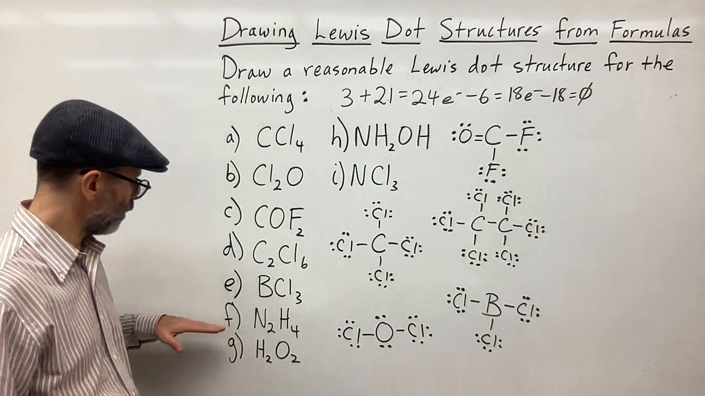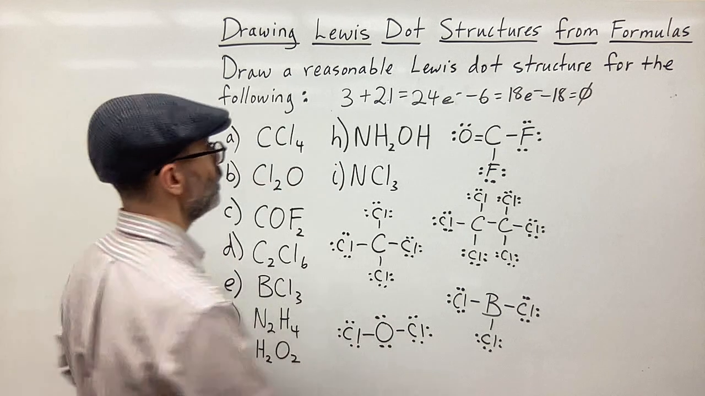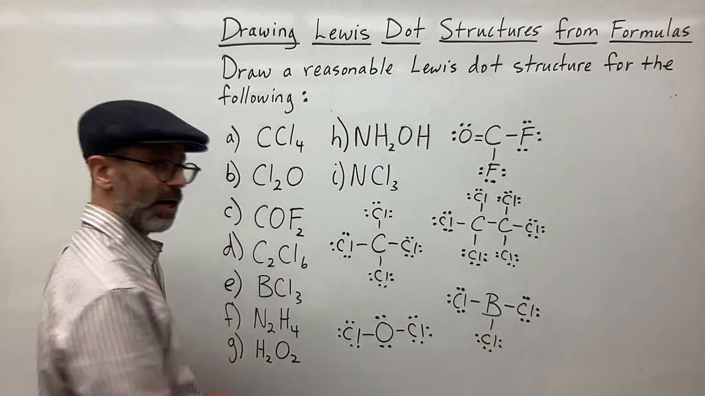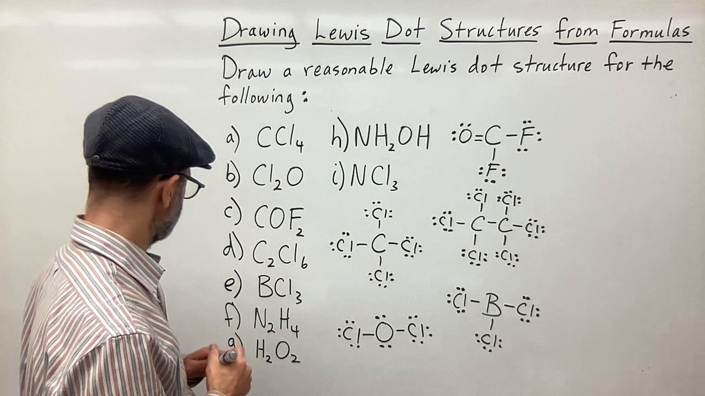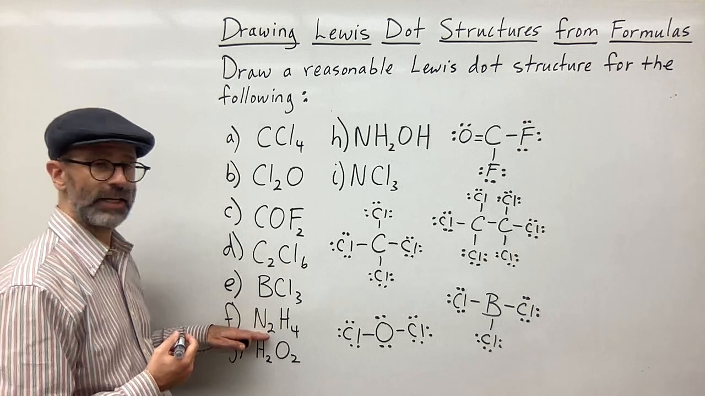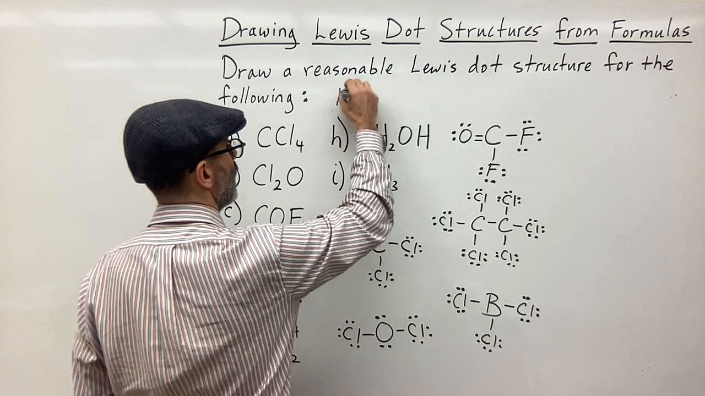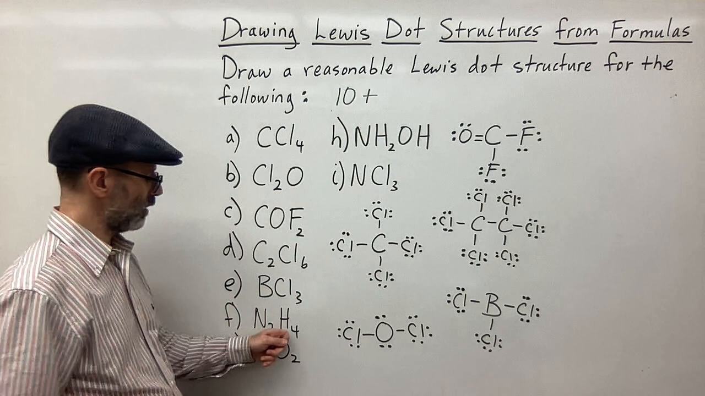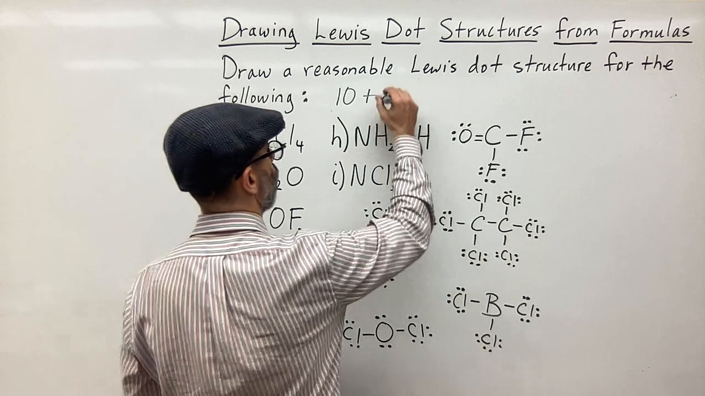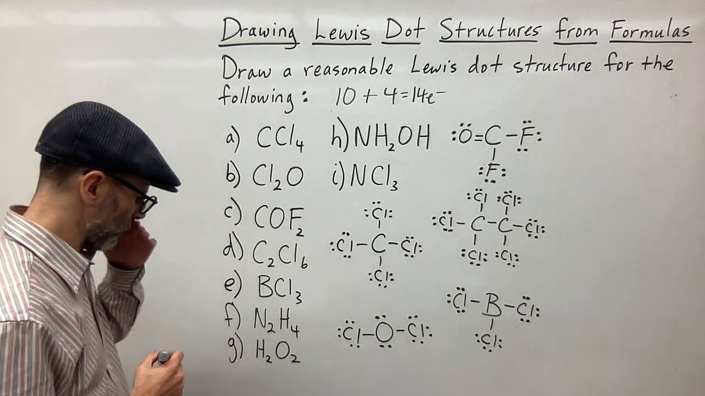Okay, next we have N2H4. Do I have space? Yes, I do. So for N2H4, again, the steps, you guys are probably getting tired of it, but it's important, the steps. Step 1, add up the valence electrons. You have 2 nitrogens. Each nitrogen has 5 valence electrons because it's group 5. 5 times 2 is 10. We're going to add to that the hydrogens. Hydrogen has 1 valence electron, so 4 times 1 is 4. Add that together and you get 14. So I have 14 valence electrons to work with.